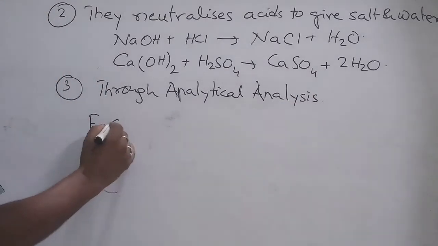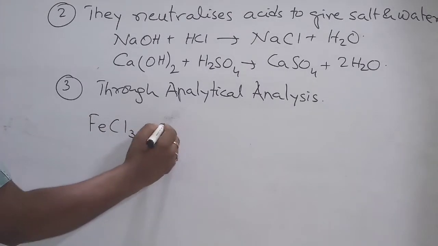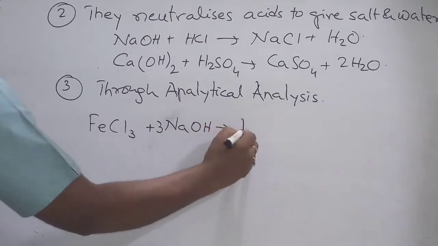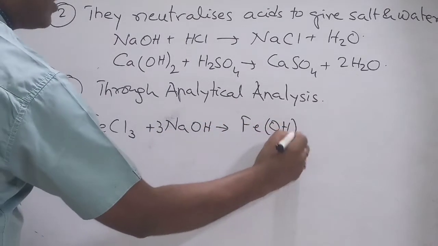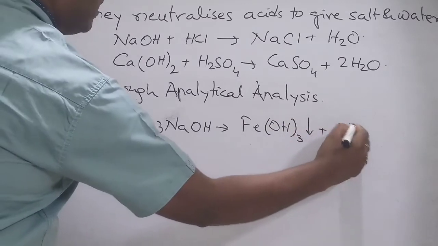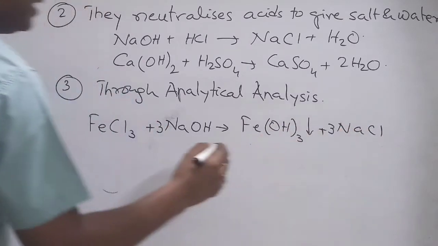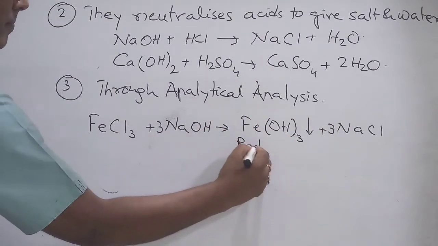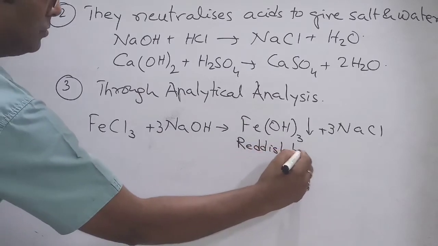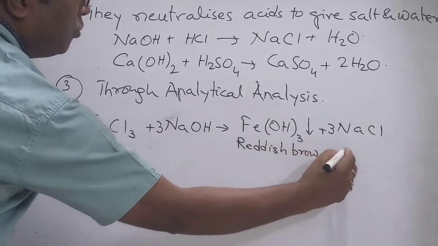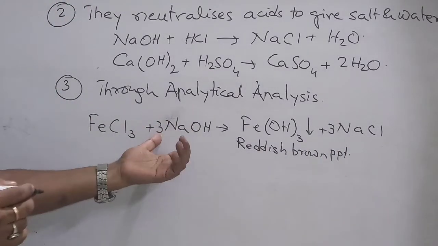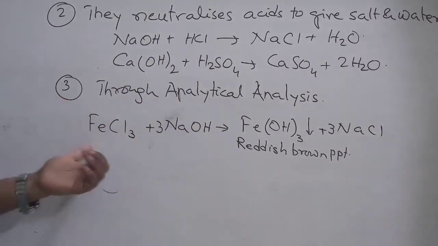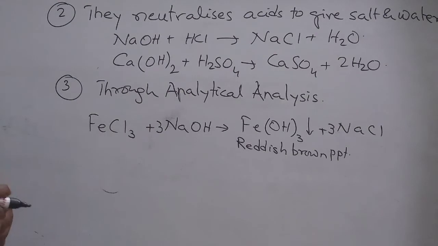Like if I take ferric chloride and add sodium hydroxide, 3 moles, it is going to form Fe(OH)3 plus NaCl. You can see, students, this Fe(OH)3 is a reddish brown precipitate. So whoever is having a reddish brown precipitate with sodium hydroxide should be ferric hydroxide, and the salt should be a ferric salt. This is how we do the analytical analysis.